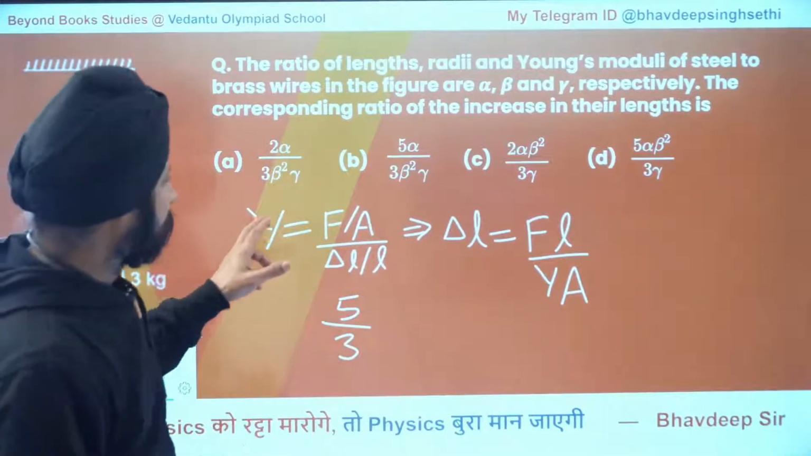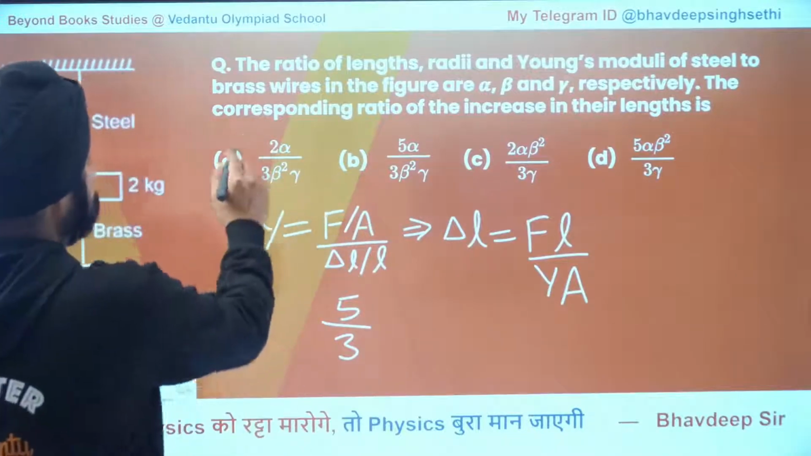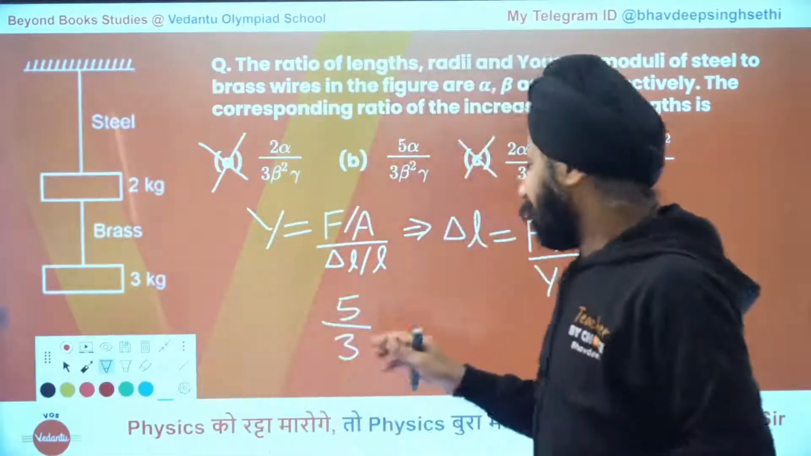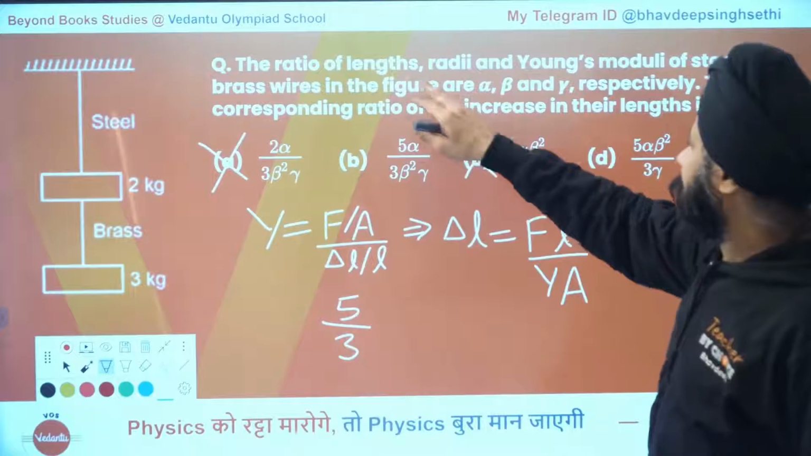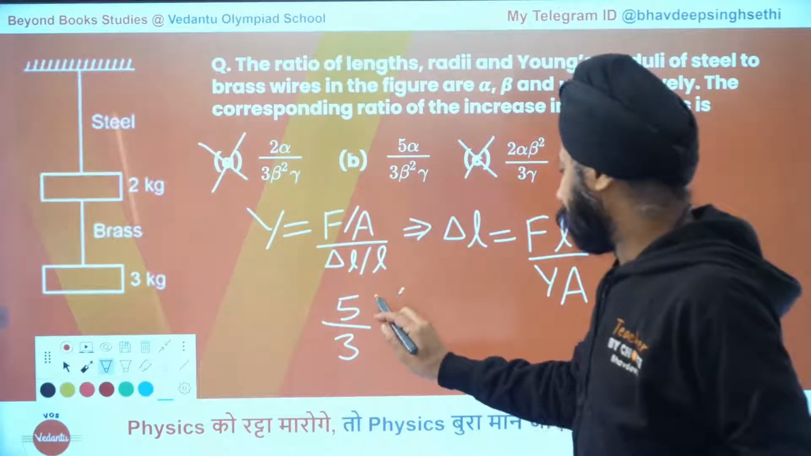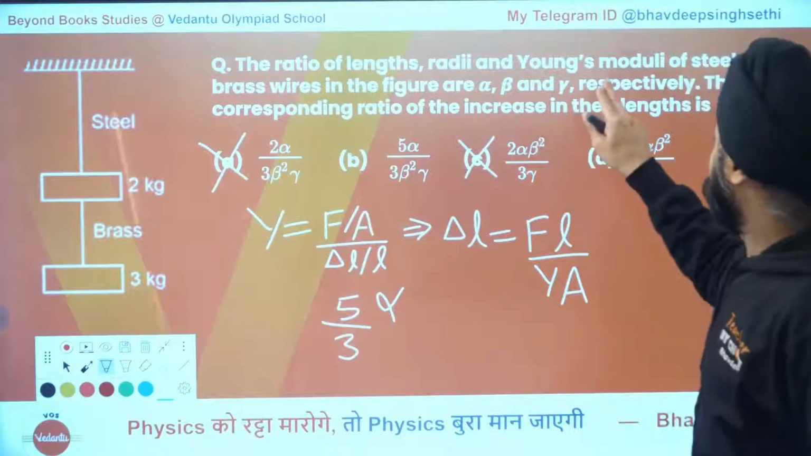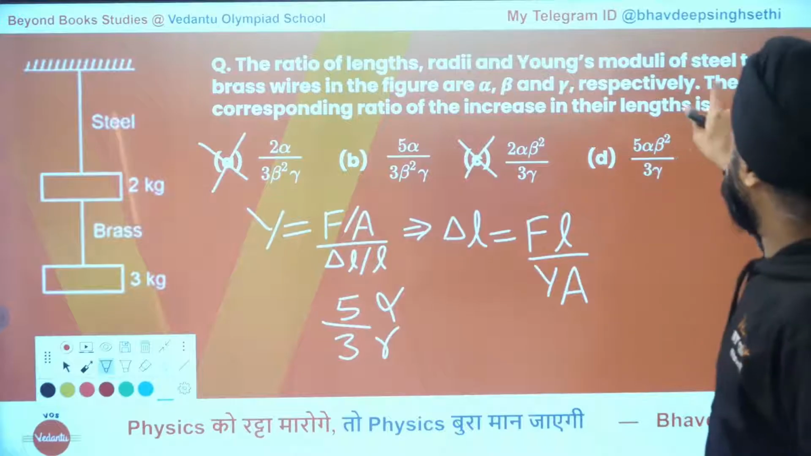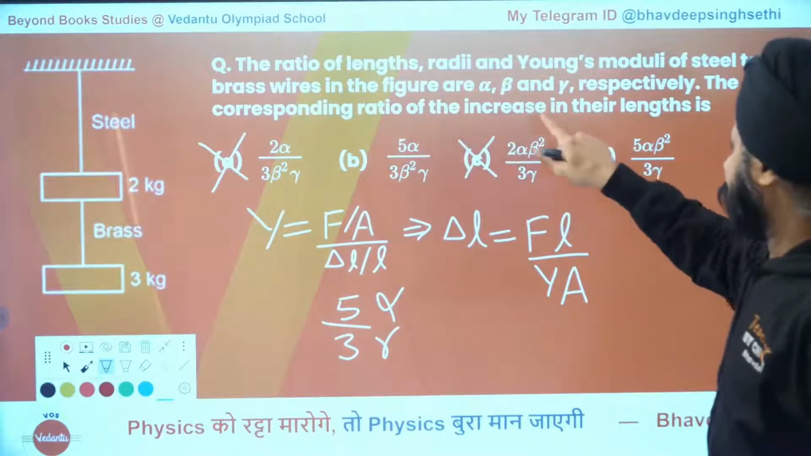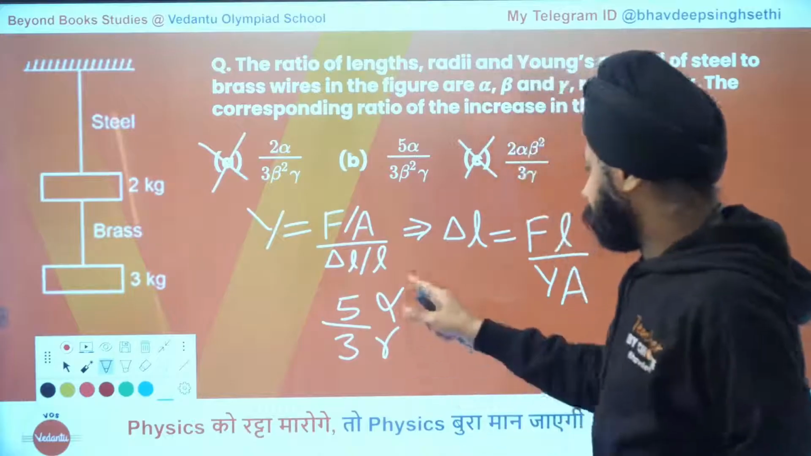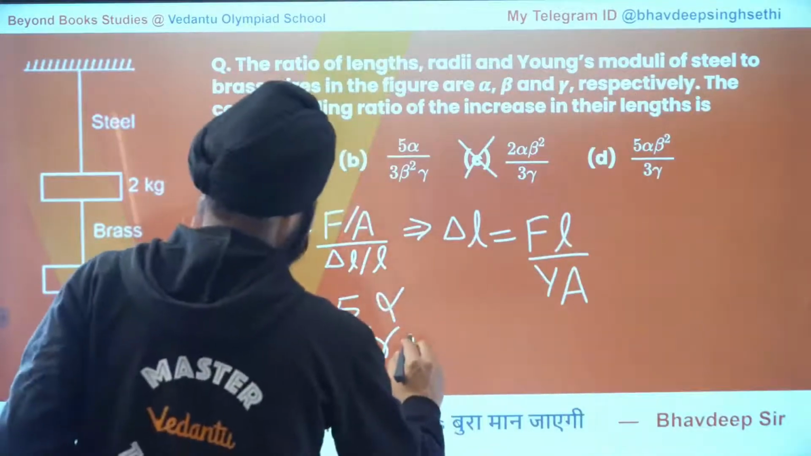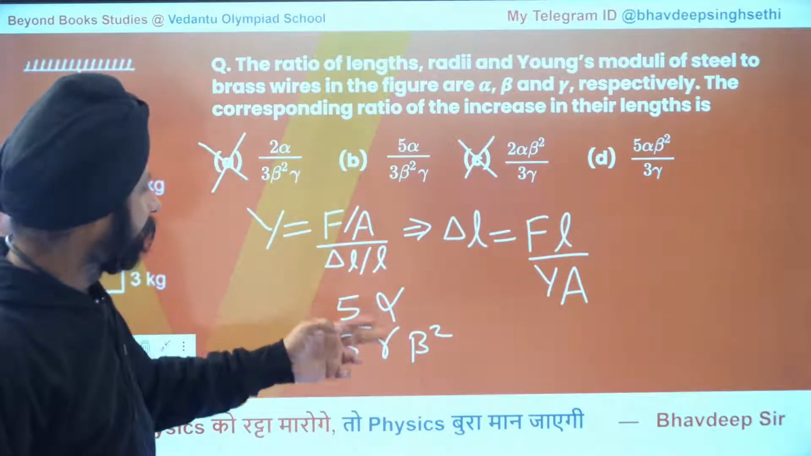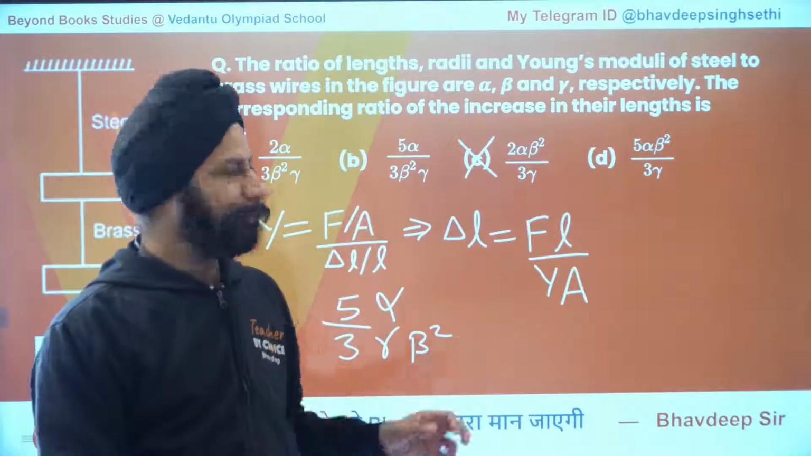And that actually eliminates these two options. So this cannot be the answer, this cannot be the answer, by the way, right? I'm left with two choices. Now the ratio of length is alpha, so I'll put in alpha there. Then Young's modulus is gamma, so I'll put gamma there. Then area, the radii ratio is beta, so the ratio of area would be beta square. And that is your simple answer. So it looks like option number B matches: 5, alpha, 3 gamma, beta square. Very easy question. So let's move on to the next one.